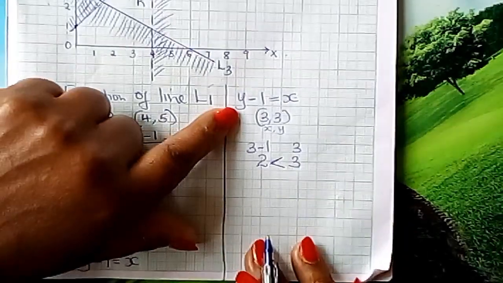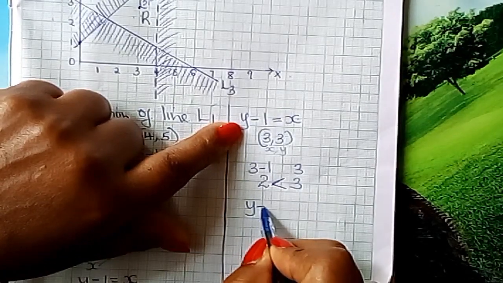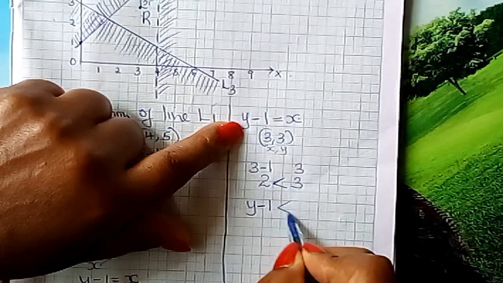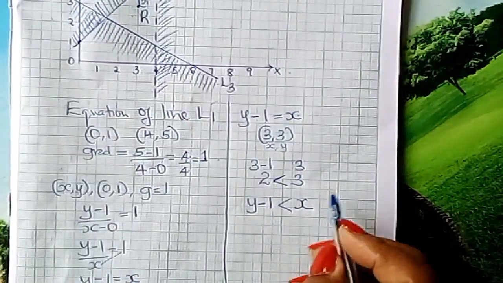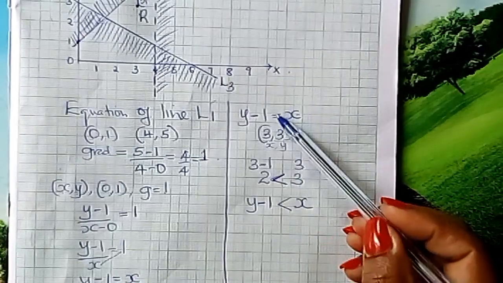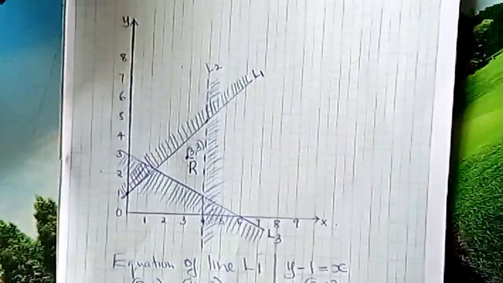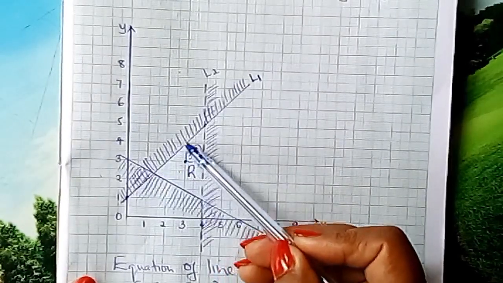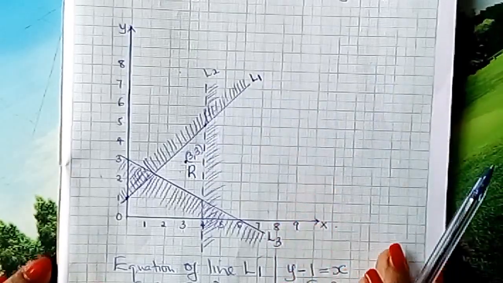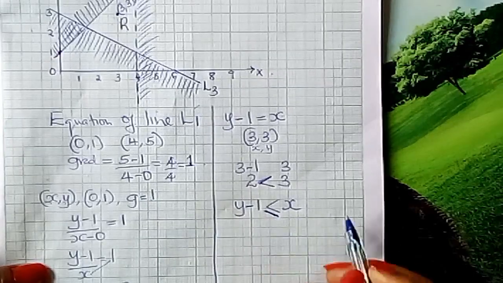So you go back to your equation, therefore you pick this side. It means that y minus 1 learner, y minus 1 is less than x. So once you get this inequality, go and fix it here. Then learner, you look at your line. It is solid, it is not broken like this one. So once it is solid, the inequality sign learner is accompanied by an equal to sign.